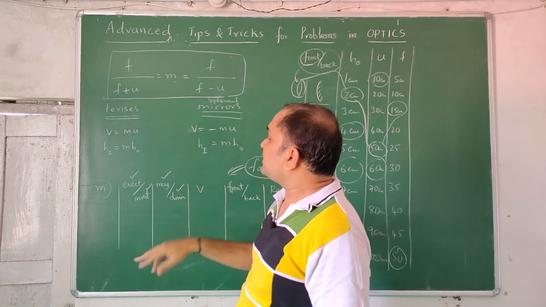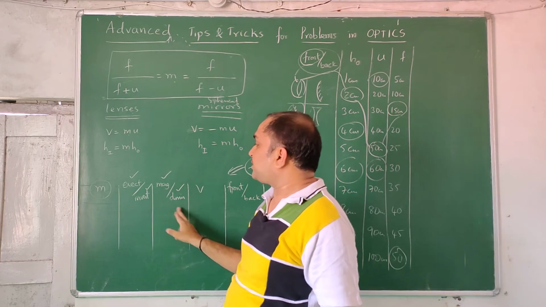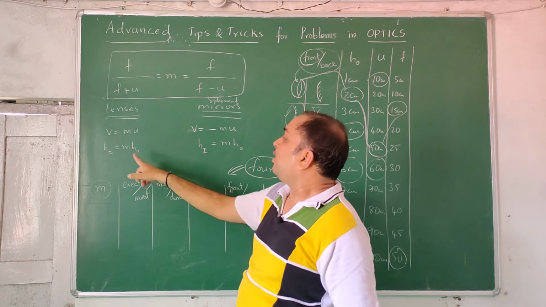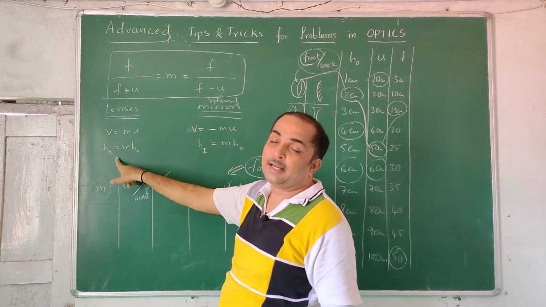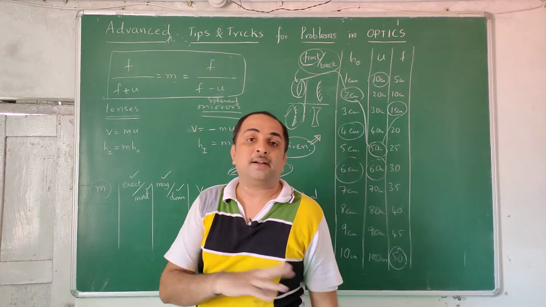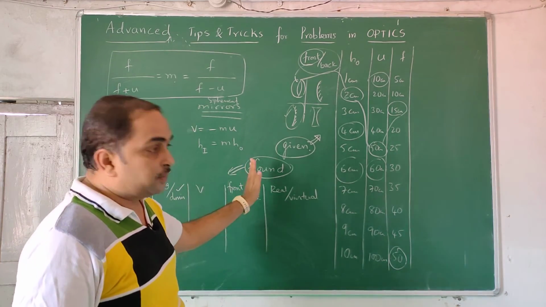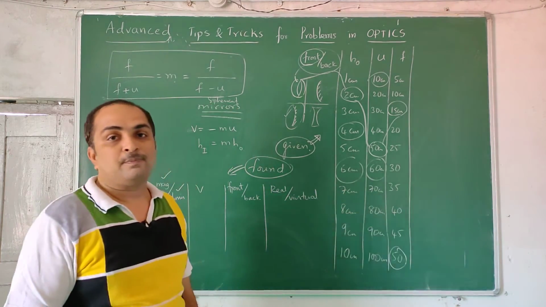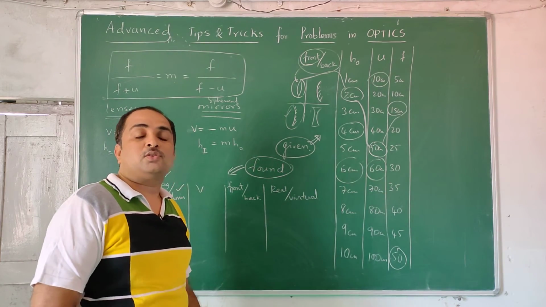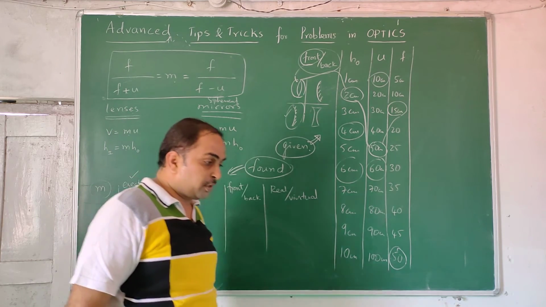Once you find these things, depending on the magnification, you can tell whether the image is magnified or diminished, or erect or inverted. Using magnification, find object height, image height and image distance. Basing on the image distance, you can tell whether it is front side or back side, because left of 0 you are keeping negative values, and 0 to the right we are keeping plus values. So it will start from minus infinity up to 0 to plus infinity. So everything gets covered in it. I hope you understood this.